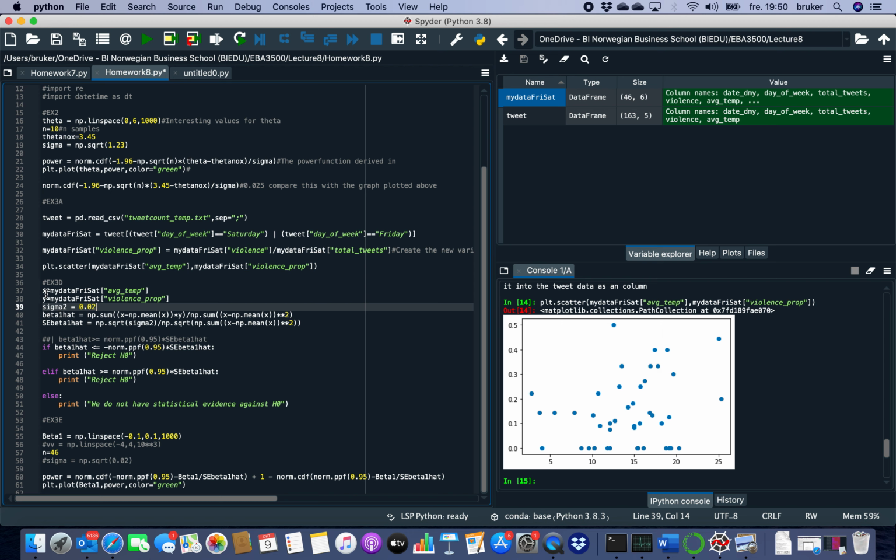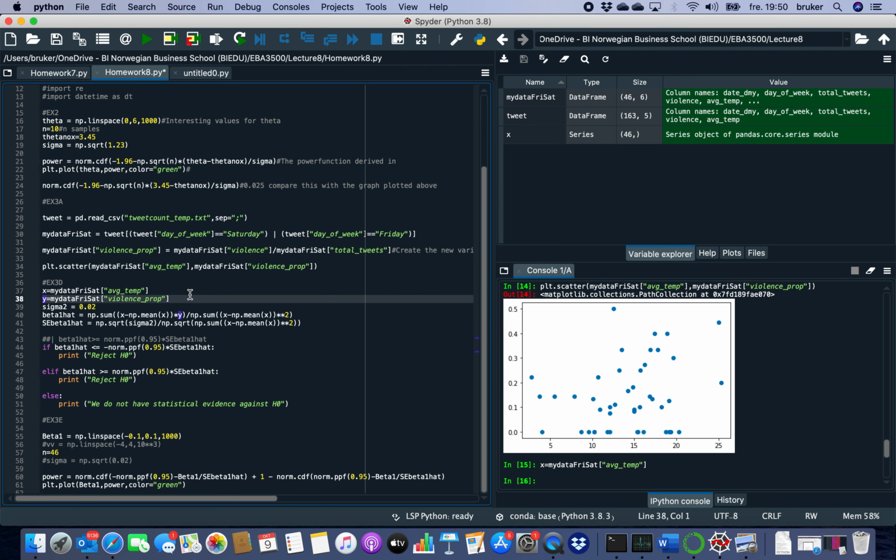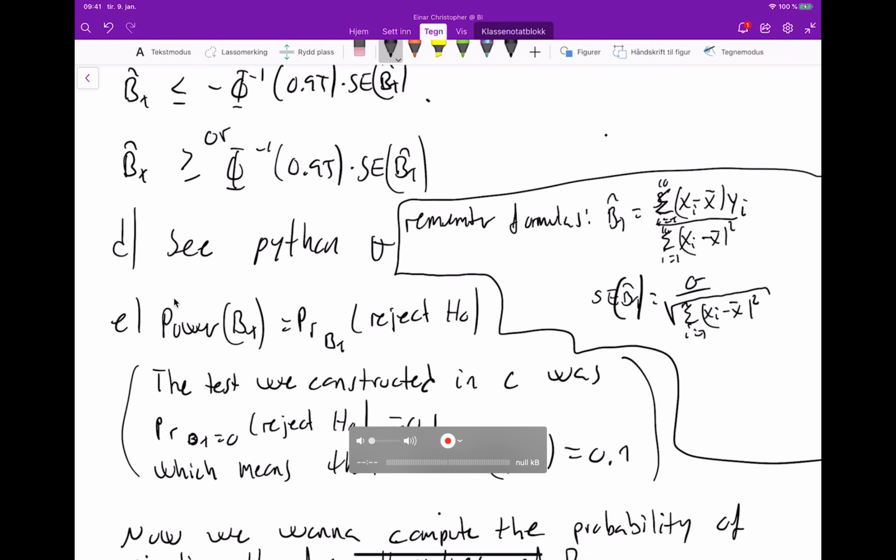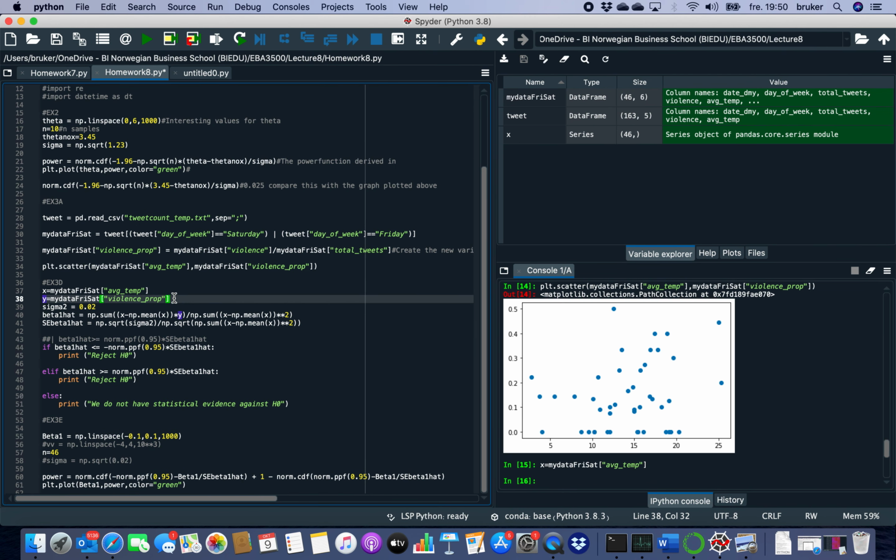So first I have my x values, which is the average temperature. So I run this line. That's the x values. And the y values in our exercise is the violence proportion. So I call this y, just for simplicity, because when I call this x and y, we can just look at these formulas here when we are making beta 1 hat and standard error beta 1 hat. So there we have our y's, and sigma 2 we know from the exercise is 0.02. That's sigma squared.